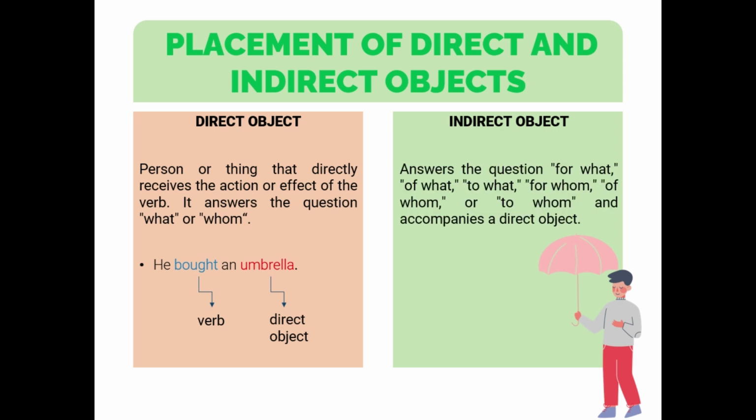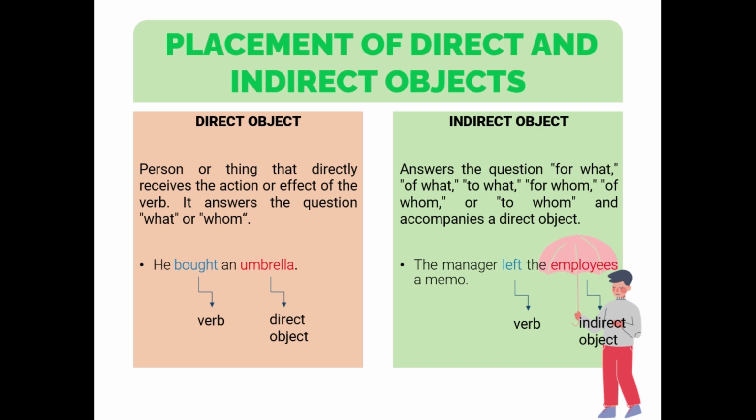Now, an indirect object. It answers the question, for what, of what, to what, for whom, of whom, or to whom, and accompanies a direct object. For example, the manager left the employees a memo. Here we can ask, to whom did the manager leave a memo? Well, for the employees. So the employees is my indirect object.